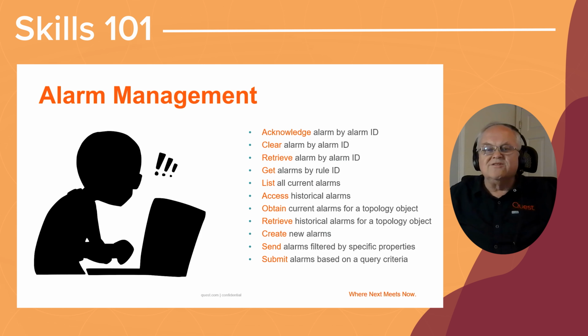You can also get access to historical alarms. Look at the alarms for a particular object. You want to see all the alarms for one particular set of objects. You can get the historical alarms for that. You can create a new alarm. You can send an alarm. So if you want to do something outside of Foglight and send an alarm into Foglight, you can do that. You can say, hey, I've got this alarm that just happened and I want to send it to Foglight. And you can filter alarms based on any sorts of criteria you want. And all these are individual APIs that we'll show you later and talk about later, and are documented. All the APIs are actually documented.